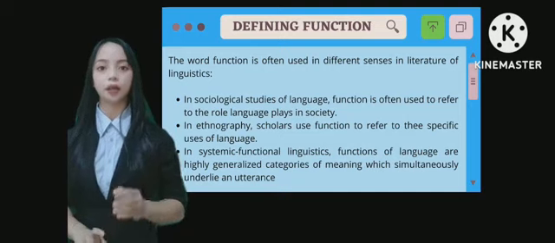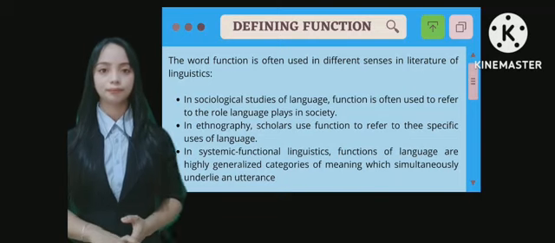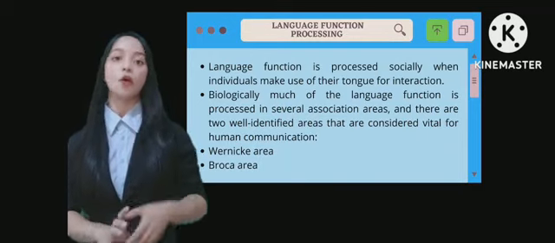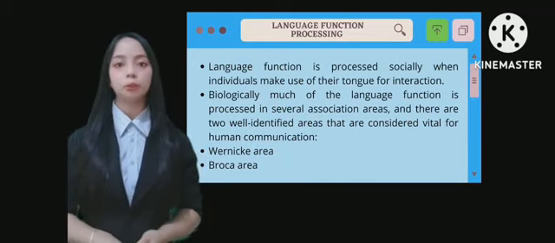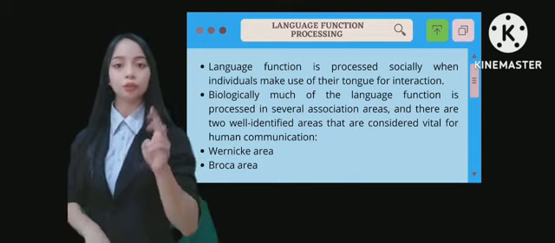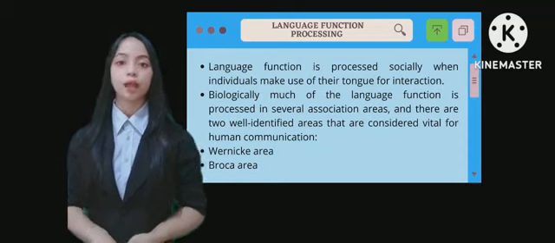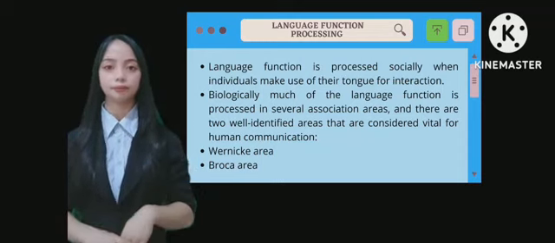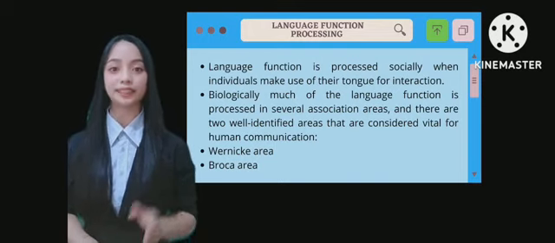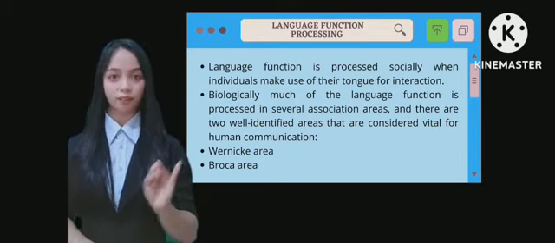Giving instruction is the language function. Language function then requires certain grammar. Language function is processed socially when individuals make use of their tongue for interaction. Biologically, much of the language function is processed in several association areas, and there are two well-identified areas that are considered vital for human communication: Wernicke's area and Broca's area. In other words, language processing is an intricate cognitive function that appears to be sensitive to different sorts of information. Some is linguistic, some is not.